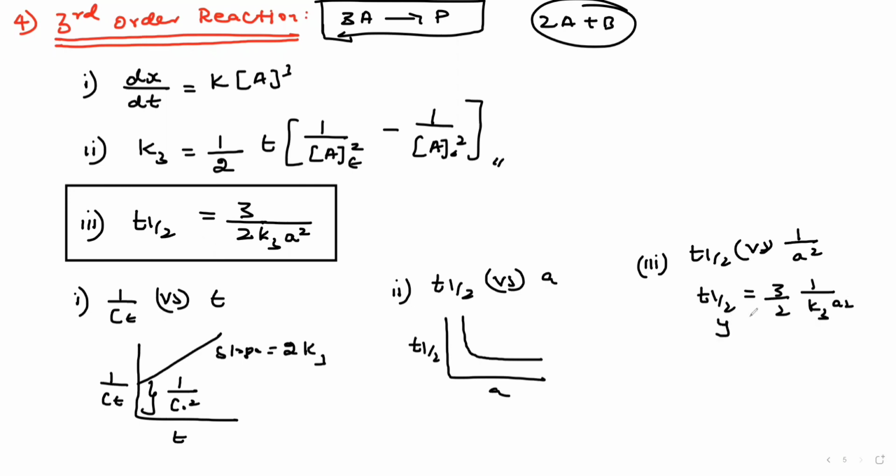Now put this as y, this term as x, right? Therefore, y is equal to mx form. What is y? t half. What is x? 1 by A square. What is m now? 3 by 2 K3 is the slope. It is a straight line through the origin, right? This is 1 by A square and here t half. What is the slope here? The slope is equal to 3 by 2 K3. This is very, very important from our JAM exam point of view. Using the general equation and the graphical representation, direct questions are asked in the exam.